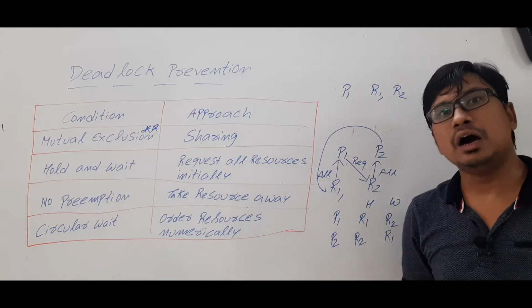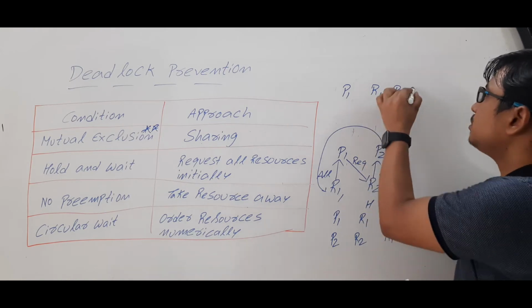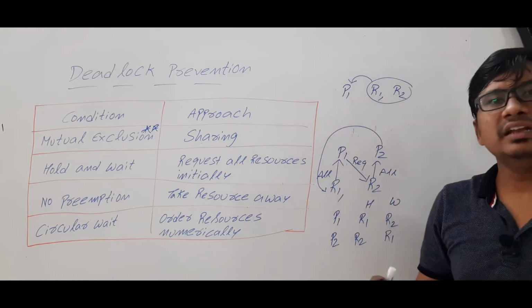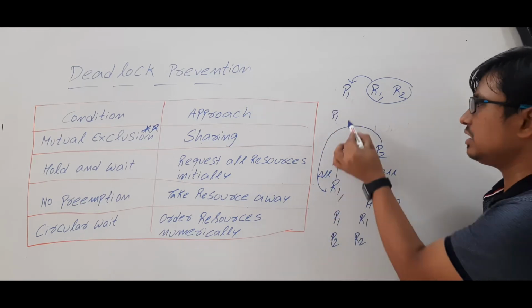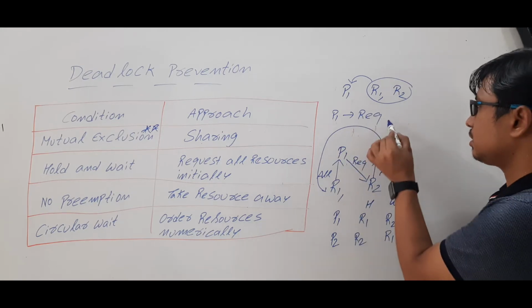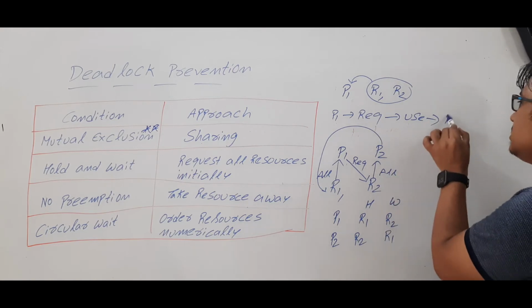If resource R1 and resource R2 both are available, then take both the resources, perform your task, and then release your resources. See, any process usually requests a resource. Once it gets the resource, it will use the resource and then release it.